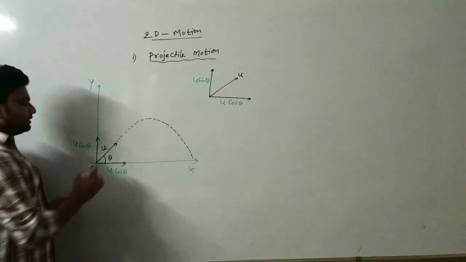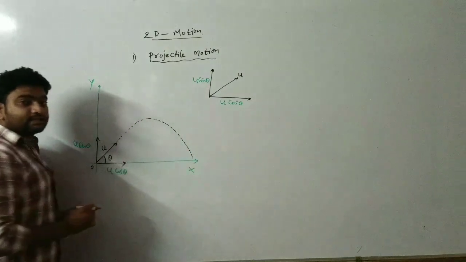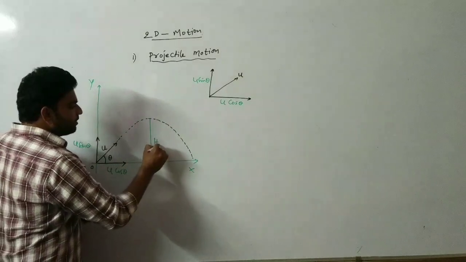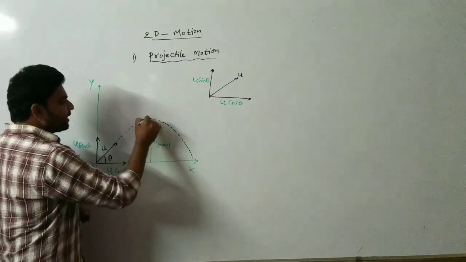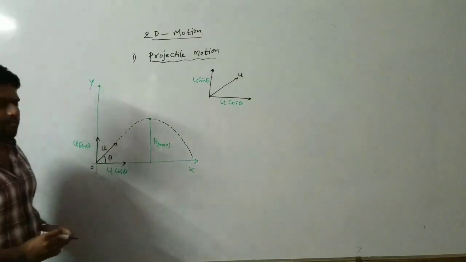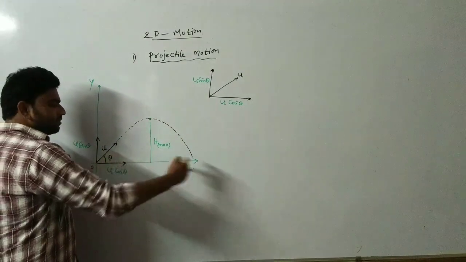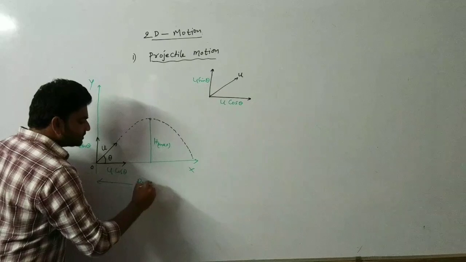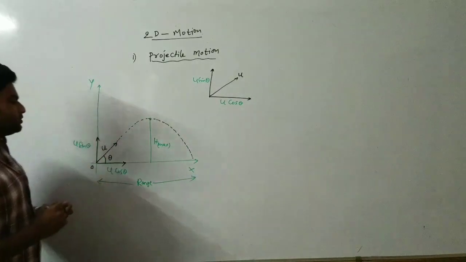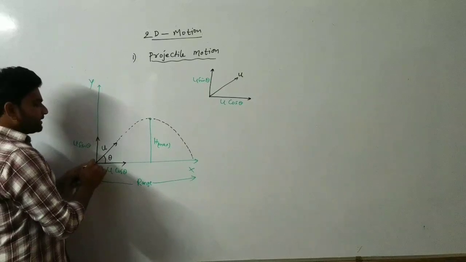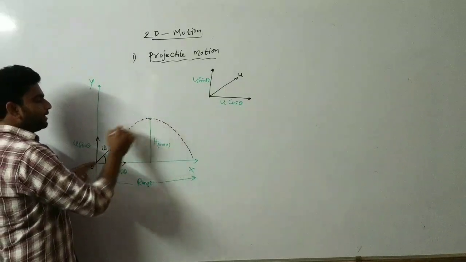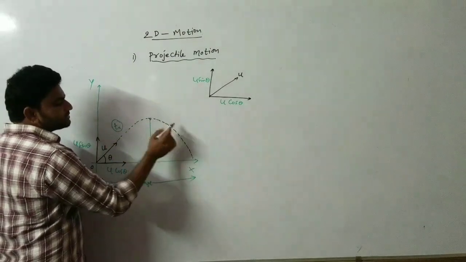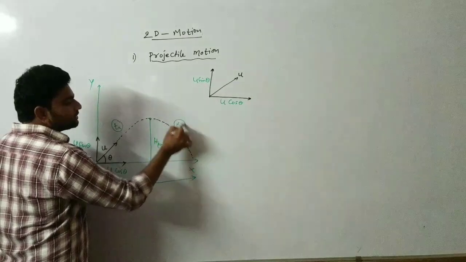Now this is the path along which the object reaches the earth, and you can see this is my maximum height. The position where the particle reaches the maximum position, we call the maximum height. It also covers some horizontal distance, and the horizontal distance covered by the particle is called range. From this point to the maximum height is the time of ascent, and from the maximum height to the bottom it takes some time, which is called the time of descent, right?